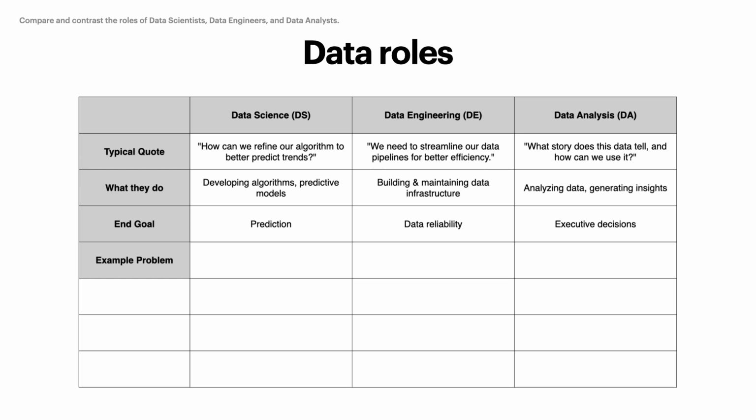Okay, let's look at an example problem for each of these. So here's an example problem for data science. It's struggling to improve the accuracy of a predictive model. So let's say that they are working for a company that builds weather models.